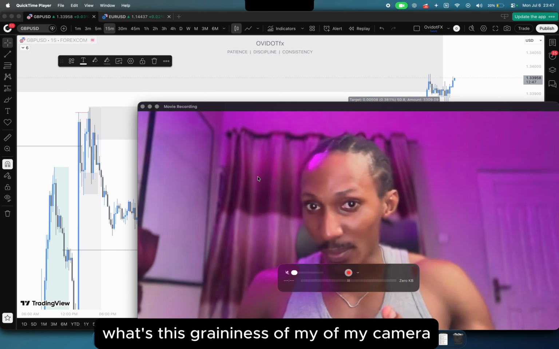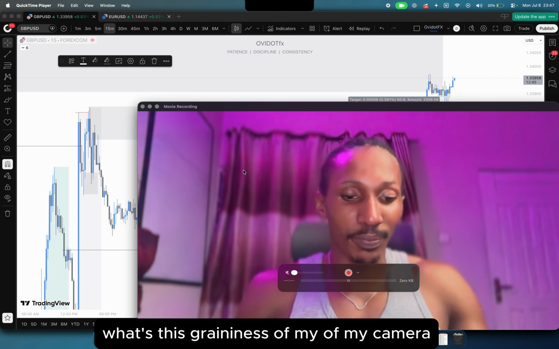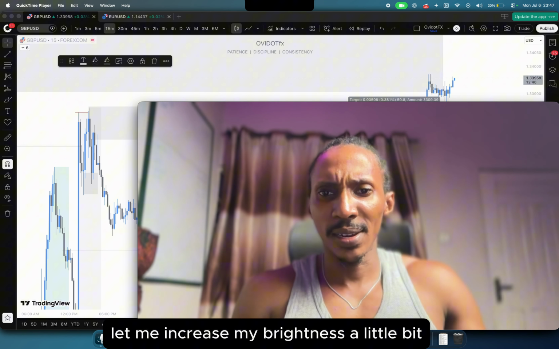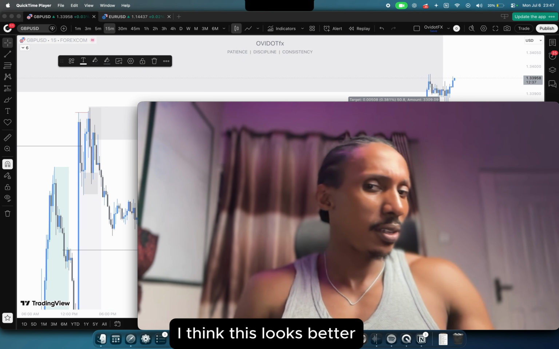This is crazy, man. What's this graininess of my camera? Let me just increase my brightness a little bit. I think this looks better.